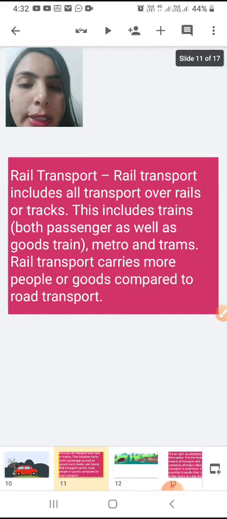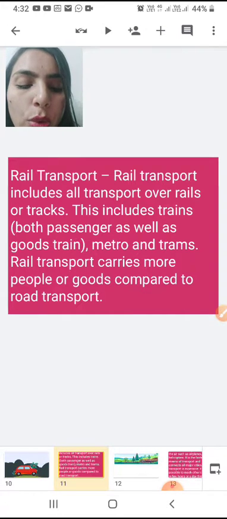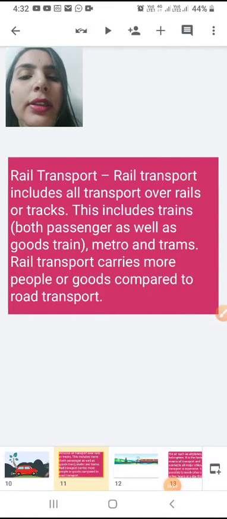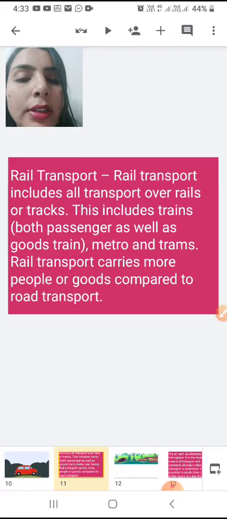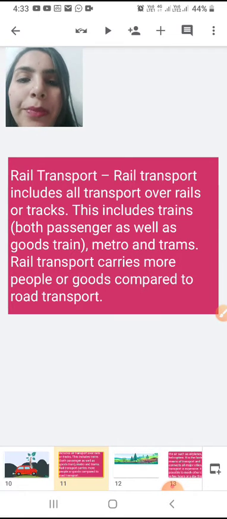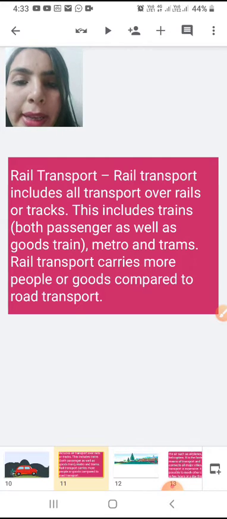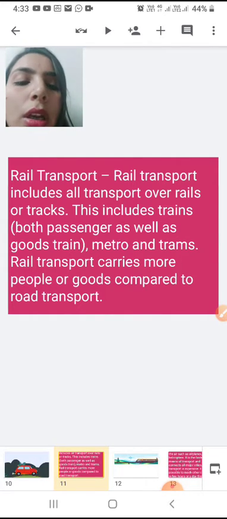Now see the next. Next is the rail transport. As you know, what is the rail transport? All know? Yes, it is trains. Rail transport includes all transport over rails or tracks. That means all the rail transports are based on or use rails or tracks.